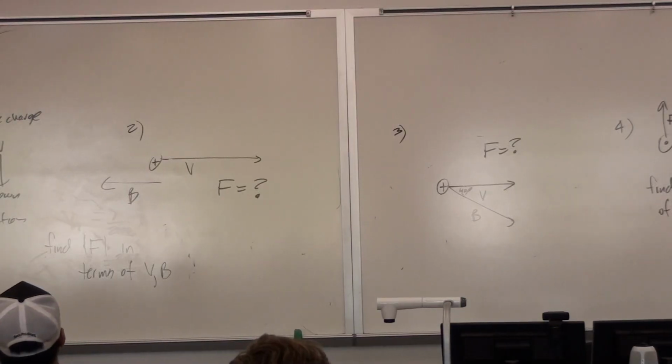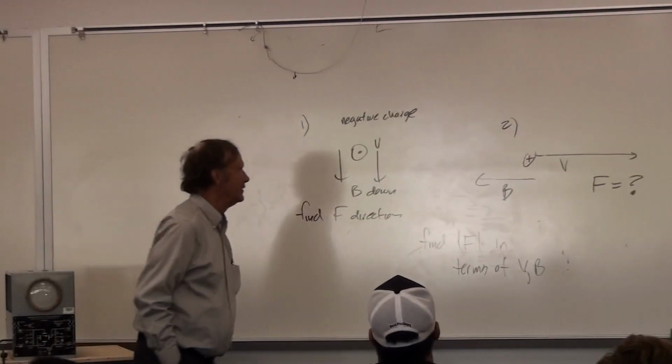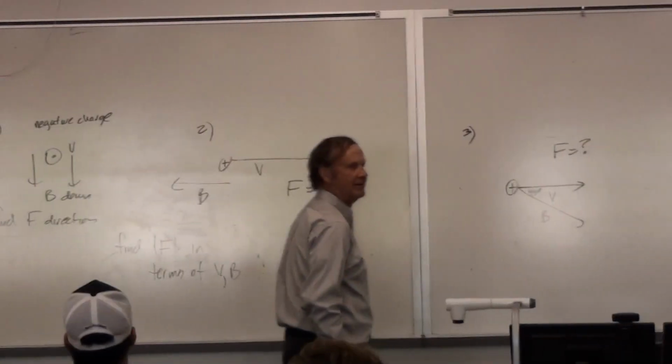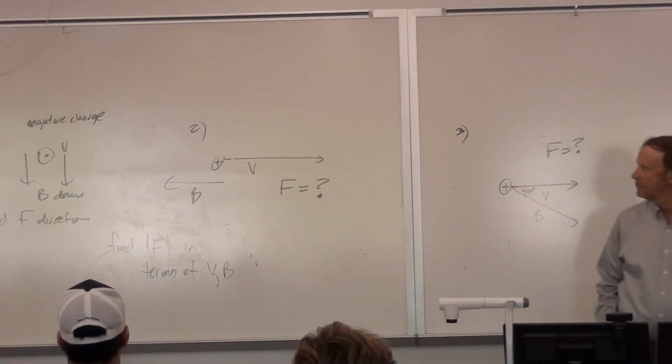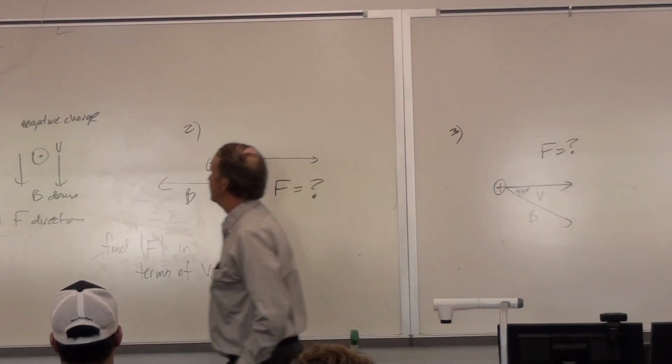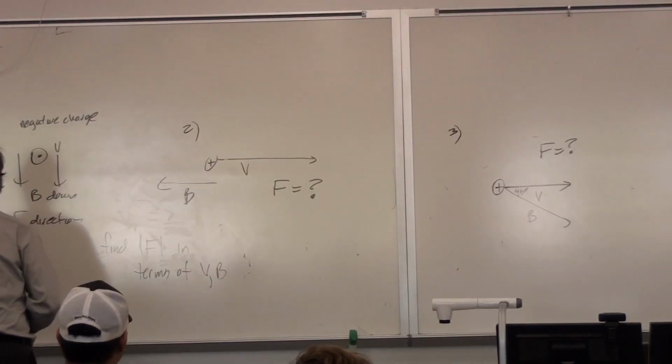For number 1, coming out of the board is the velocity, right? Yes, the velocity is coming out of the board here, and it's a negative charge.